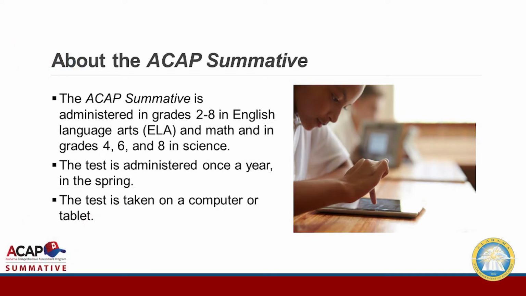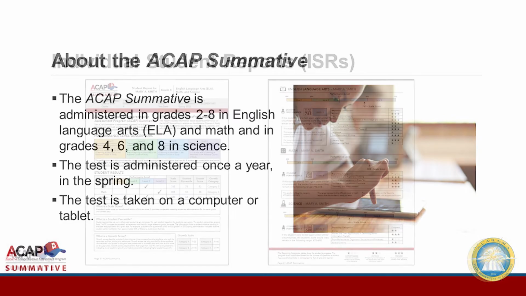The test your student took is called the ACAP Summative. It's administered to all students in grades 2 through 8 who are enrolled in Alabama's public schools. The test is given once a year in the spring and includes sessions on English language arts and math. Students in grades 4, 6, and 8 also take a science test. All students take the test on the computer unless they have a special accommodation need for large print or braille.